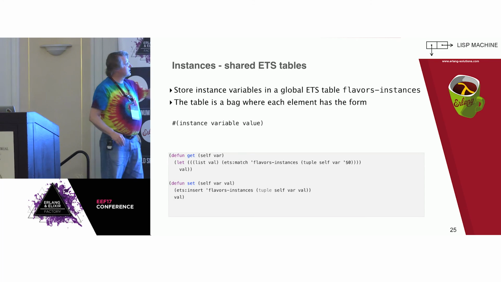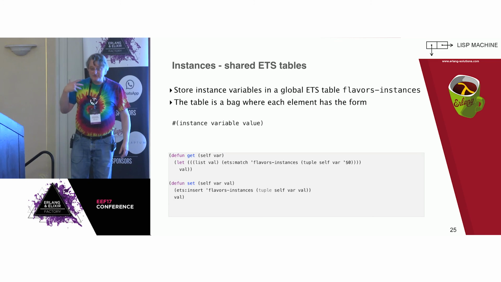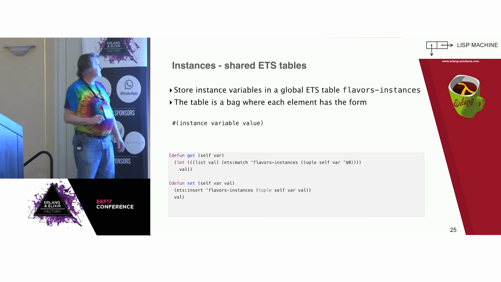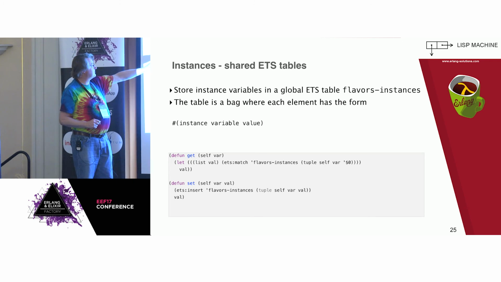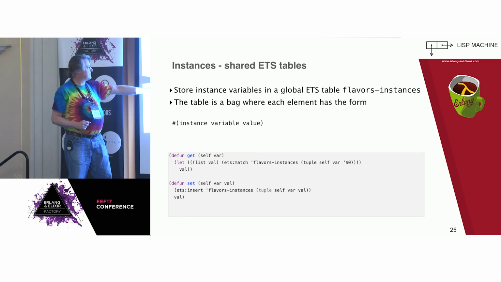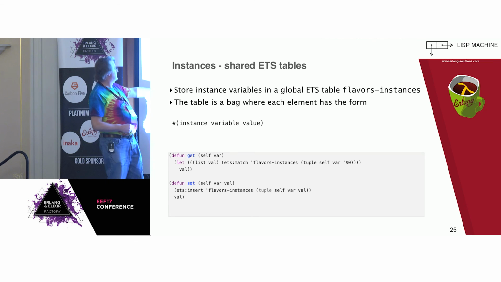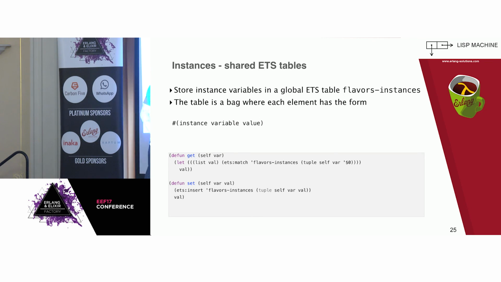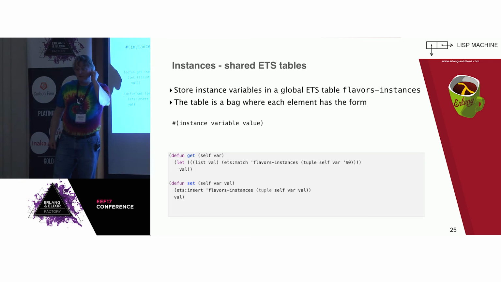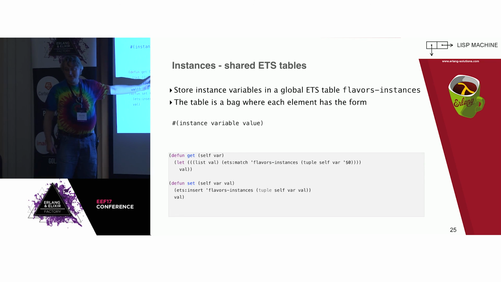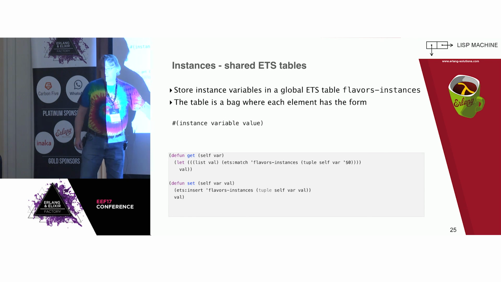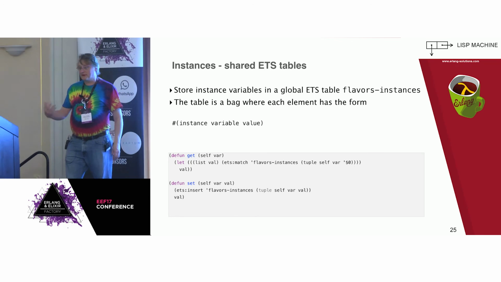Well, you store instance variables in a global ETS table, flavors instances, and the table is a bag, where the key is a reference to the instance. Each element has the reference to the instance, the variable name and the value for that. And then get does a match on this with the self, the var, and the $0. It gets back that value and returns it. If the value is not there, this is going to fail, so you're going to get an error. You're not going to get back the one element list. And the set just puts that thing back in. And it's a bag, so if it's already there, it's going to overwrite it, right?